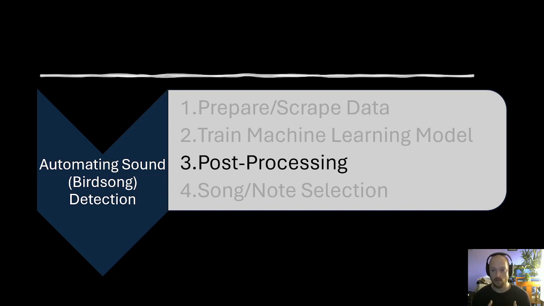We've trained our machine learning model, and now we're moving into the post-processing stage. The transition is that we have to figure out how to actually use this model. In the last video, I briefly went over how to train it. But now I want to look at what that actually means. How do we make use of this?